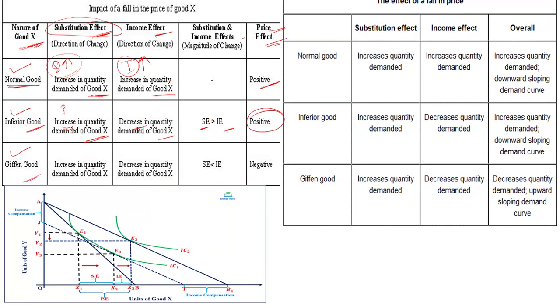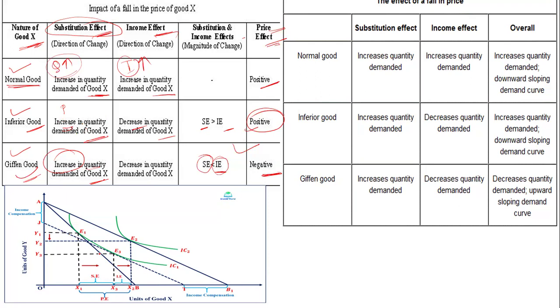Now for Giffen goods, there is an increase in quantity demanded of the X good. This is also an inferior good, but highly inferior, so having the same relation. But here you can see there is a maximum effect on the income as compared to the substitute. If the income effect is greater than the substitute effect, then the price relation is negative. If the substitute effect is greater than the income effect, then the relation is positive. Clear? Now the next diagram is given.